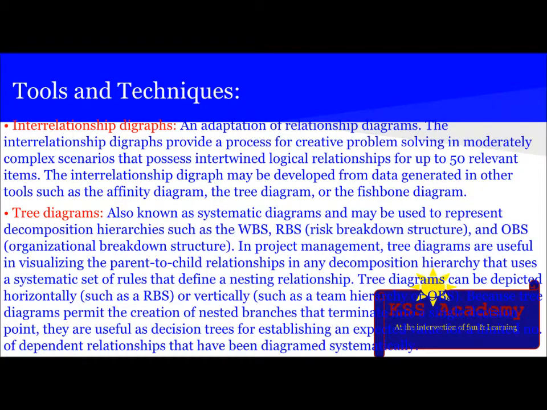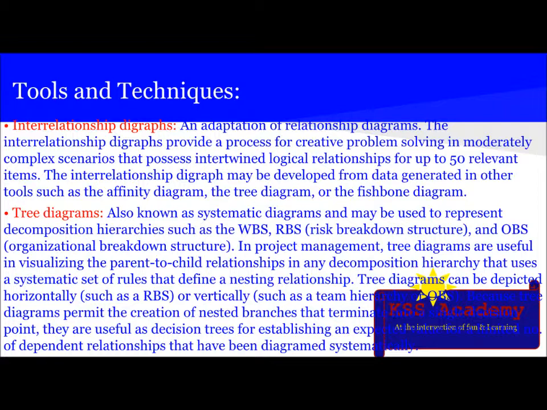The next technique is the interrelationship diagram, an adaptation of the relationship diagram. The interrelationship diagram provides a process for creating problem solving in moderately complex scenarios that are entwined in a logical relationship for up to 50 relevant items. The interrelationship diagram may be developed from data generated in other tools such as the affinity diagram, the tree diagram, or the fishbone diagram.